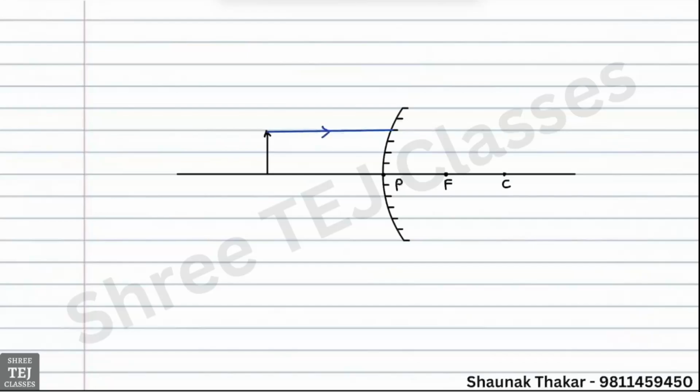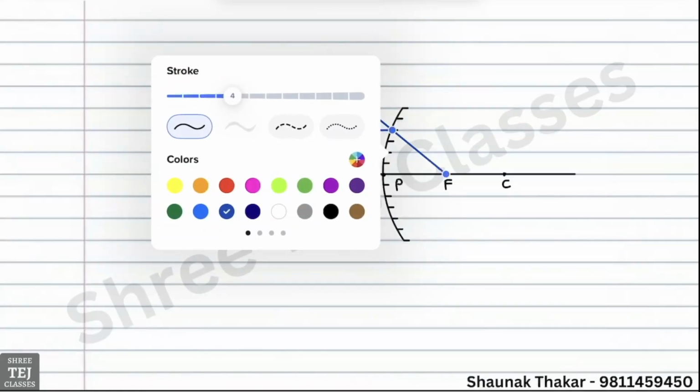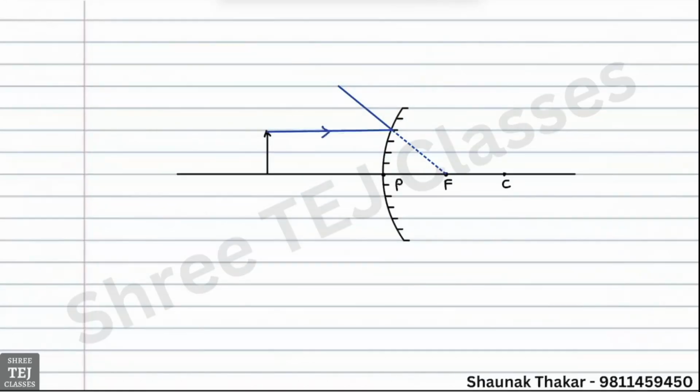After reflection, it will appear to have emerged from the focus. Because we have to show emerging from the focus, we will use dotted lines behind the mirror and complete lines in front of the mirror. So this incident ray after reflection appears to have emerged from the focus.